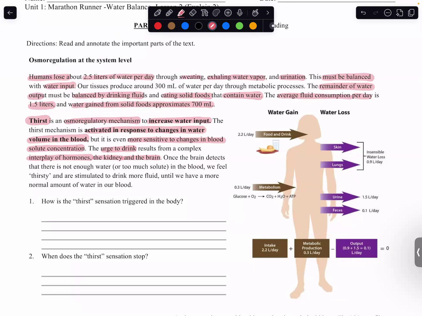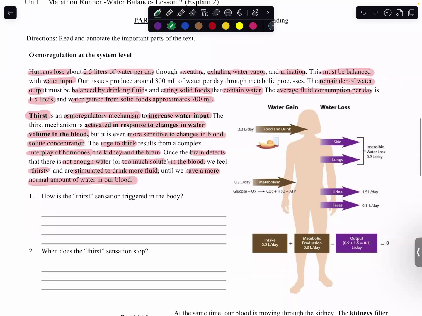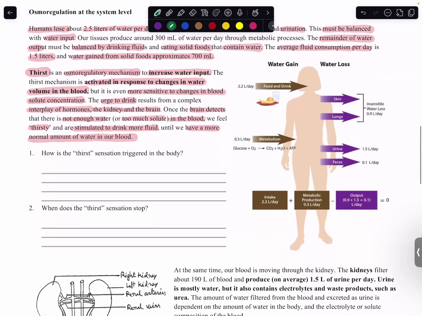Once the brain detects that there is not enough water or that there's too much solute in the blood, we feel thirsty, right? If our blood is very, very salty, that means that it's lacking a lot of water. That makes us feel very thirsty, right? And that's going to stimulate us to drink more fluid until we have a more normal amount of water in our blood. Okay?